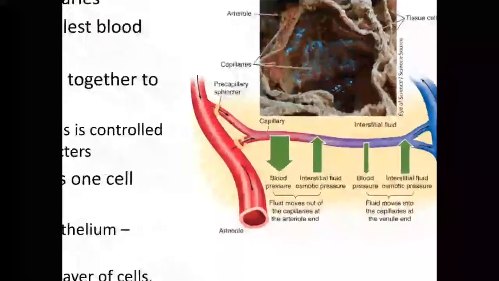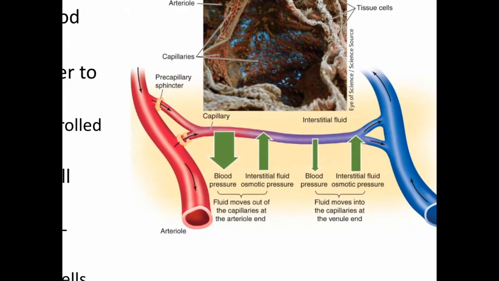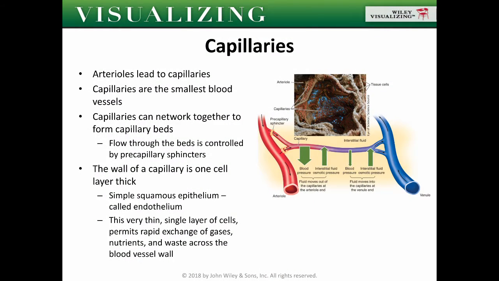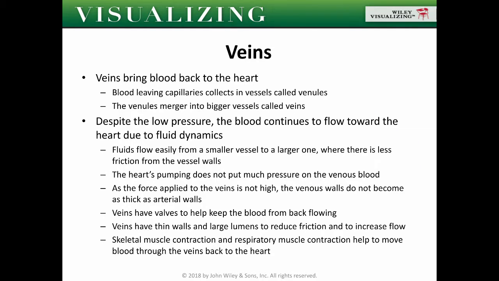So this is basically the movement of fluid here. The decreased blood pressure here ensures that the fluid moves out of the capillaries at the arterial end, and the decreased blood pressure ensures that fluid moves into the capillaries at the venule end. So this basically facilitates the movement of the nutrients, the gases, and waste across your blood vessel wall.